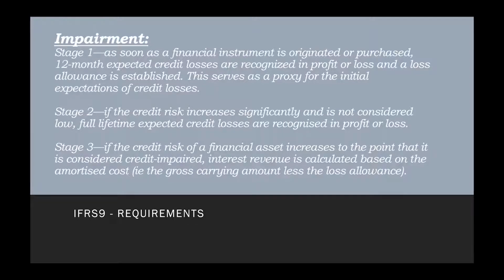Then move to stage two, where we're saying if the credit risk increases significantly and is not considered to be low, then full lifetime expected credit losses are recognized in the profit or loss. And then stage three, if the credit risk of a financial asset increases to the point that it is considered credit impaired, interest revenue is calculated based on amortized cost. That is the gross carrying amount less the loss allowance.